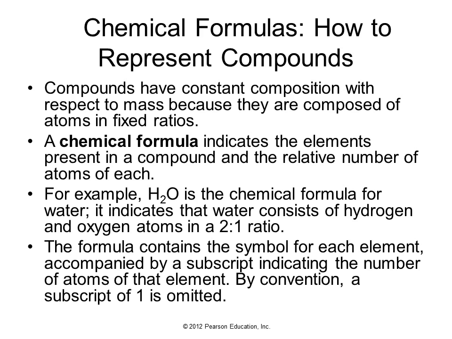Chemical formulas: how do we use them to represent compounds? Compounds have constant composition with respect to mass because they are composed of atoms in fixed ratios. A chemical formula indicates the elements present in a compound and the relative number of atoms of each. For example, H2O is a chemical formula for water. It indicates that water consists of hydrogen and oxygen atoms in a 2 to 1 ratio. Notice that the subscript 1 is normally omitted.